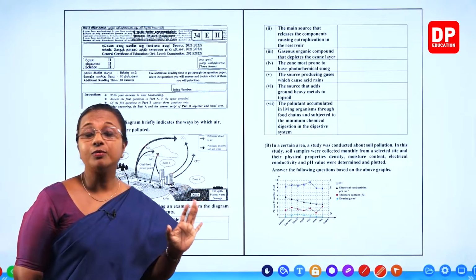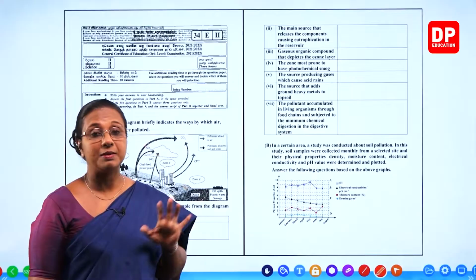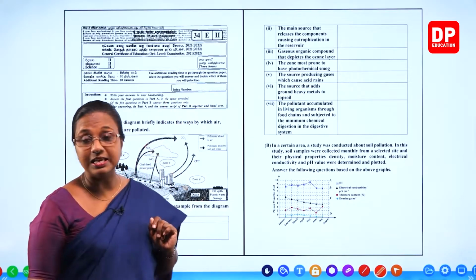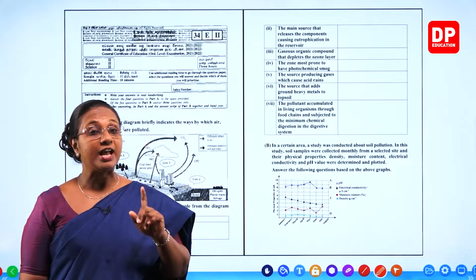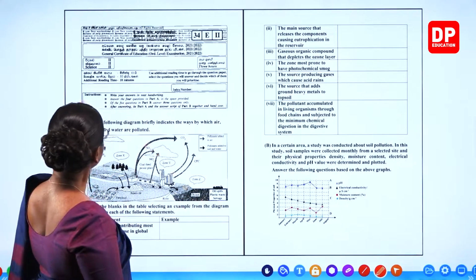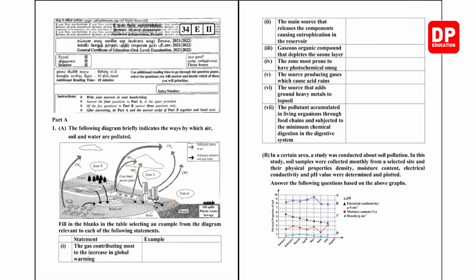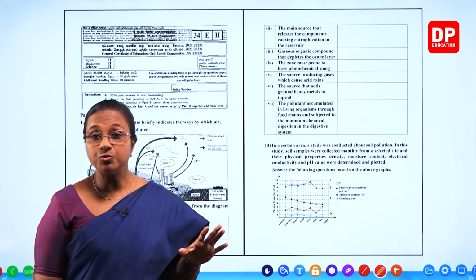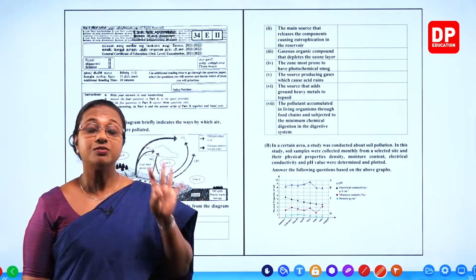So you all know all the questions that need to be answered in paper 2 have to be answered within these 3 hours. And in addition to that, they provide 10 minutes of reading time. You are familiar with that. So if you look at the box, you can see additional reading time 10 minutes, what I told you all. Use additional reading time to go through the question paper, select the questions you will answer and decide which of them you will prioritize.